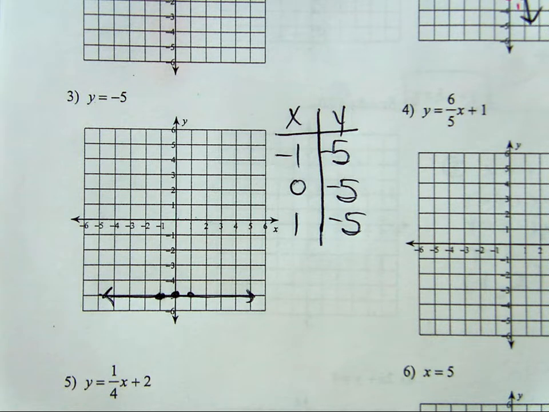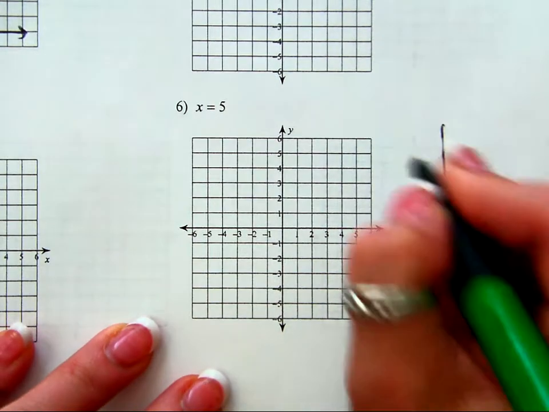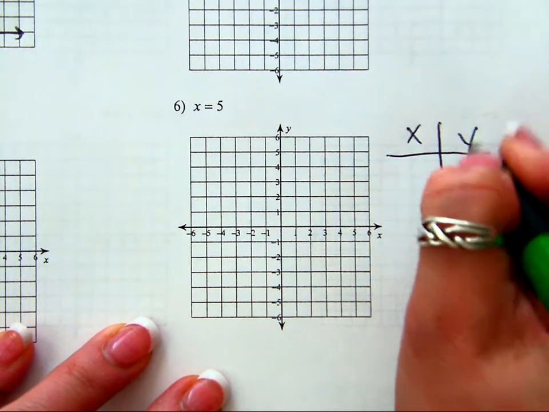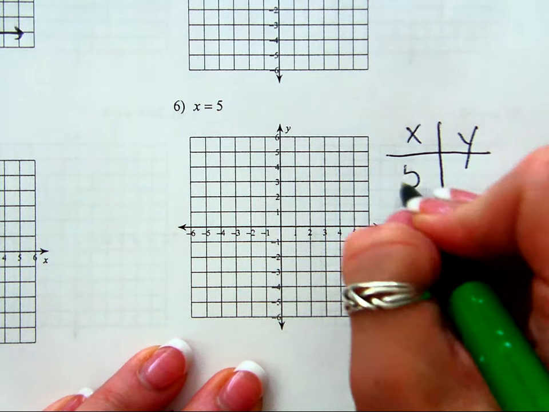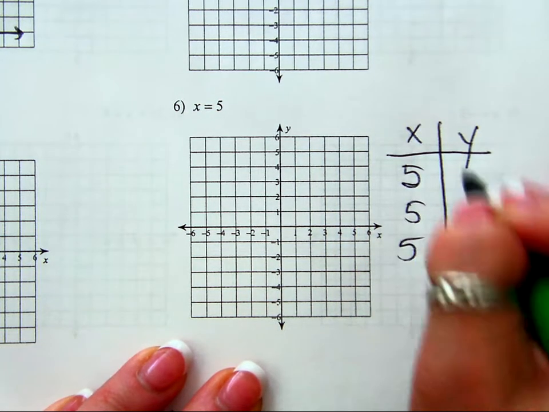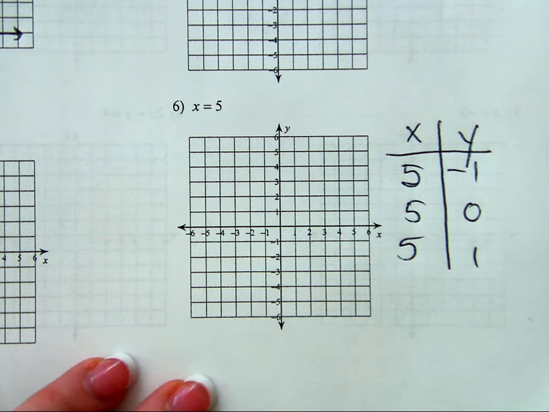How could you make a table to match number 6? These are kind of little bonus problems when you see them because it doesn't require a whole bunch of work. This time it's telling you, hey, make sure all your x coordinates are 5, and I don't care what you make your y coordinates. Make them 1, 2, 3 if you want, because it's still going to graph the same.